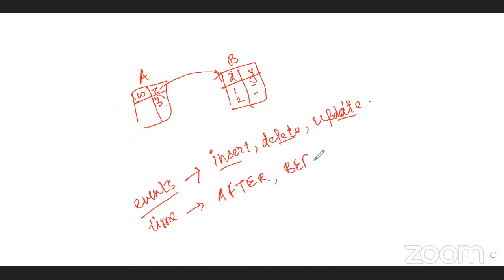After and before. Okay, so you can see there are six combinations. After insert, after before, you can see the event, and there is one thing called action. If this thing happened, any event occurred or it violates something or you want to perform any action, you can write any function here.